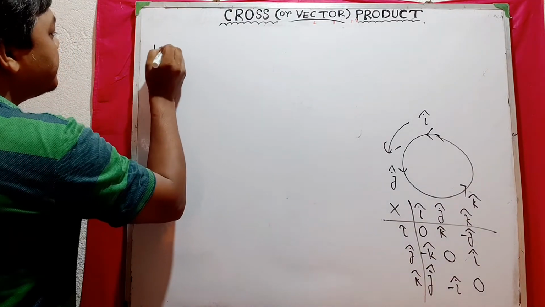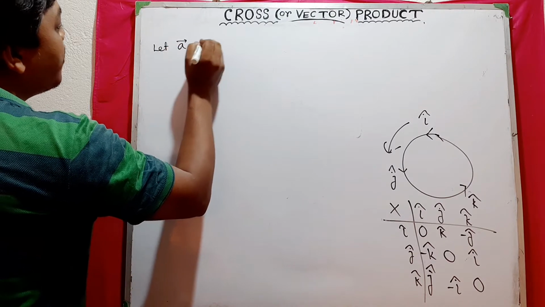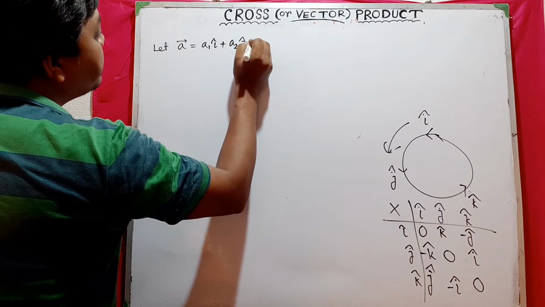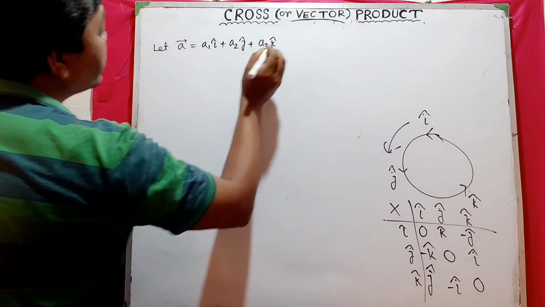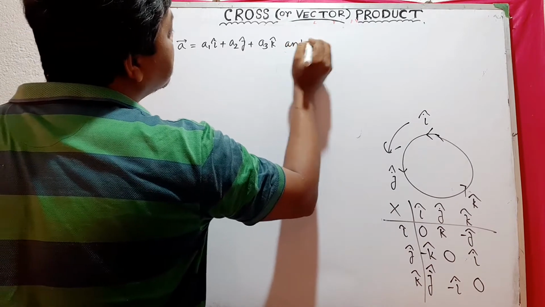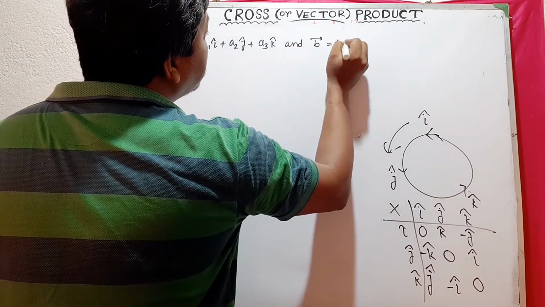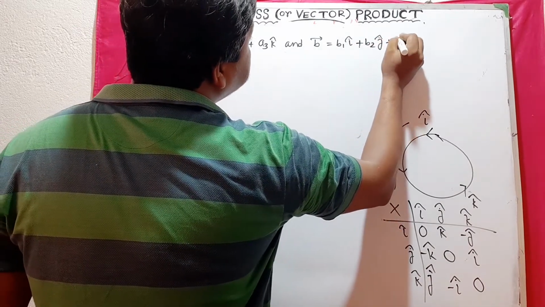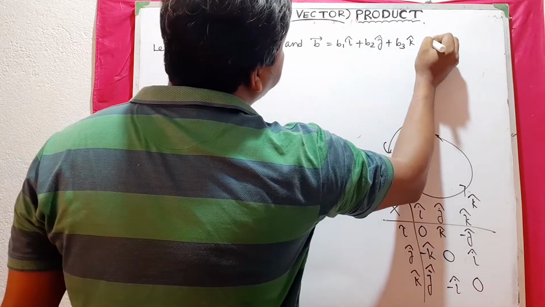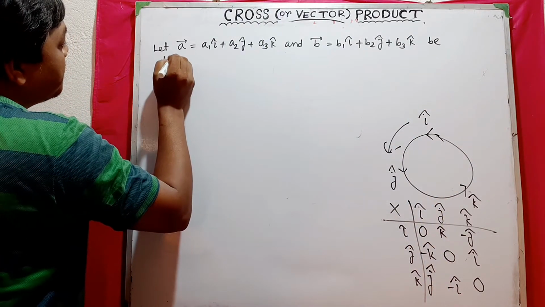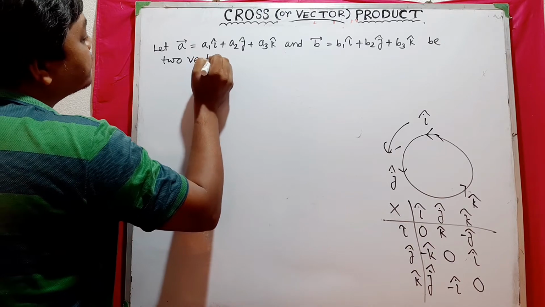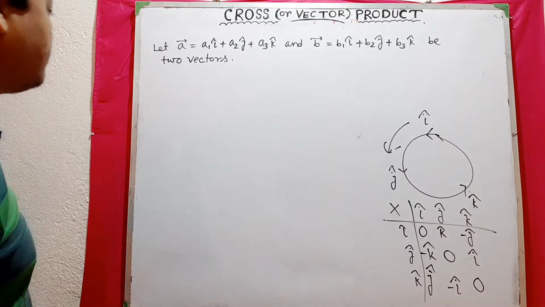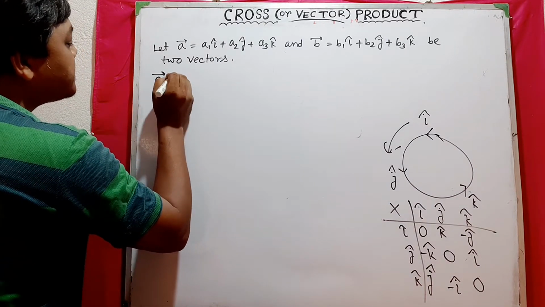Let A, that is A1 I cap plus A2 J cap plus A3 K cap, and B vector equals to B1 I cap plus B2 J cap plus B3 K cap. So we have to calculate here A cross B. How to calculate it? So A cross B, just simply calculation.